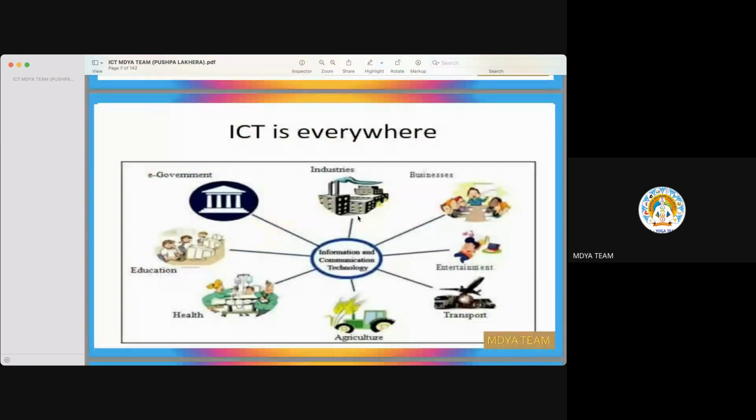Now we'll start our topic. What are the components? ICT is everywhere, like we discussed. It is in e-government, in industries, in business, entertainment, transport, agriculture, health, education. Everywhere you will find the use of ICT.